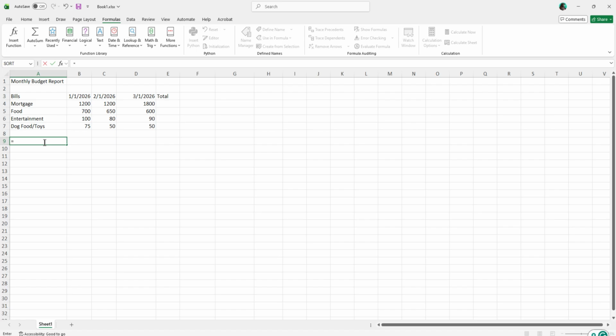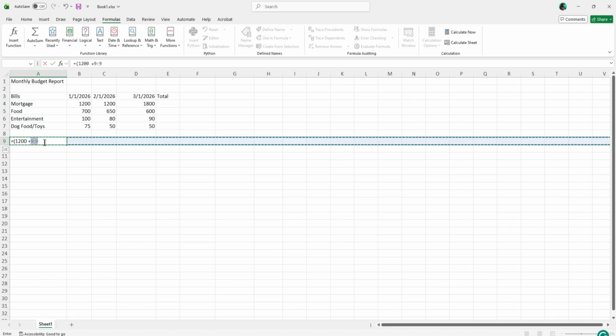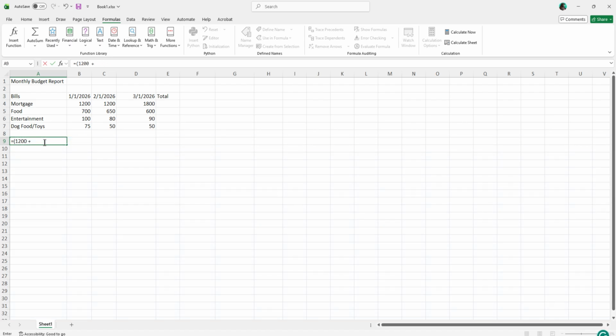So we'll just do one real quick as an example. We'll enter the equals symbol, and I will go ahead and begin our mathematical equation. We're going to use the parentheses first. So let's do 1200 plus, I'm going to reference cells, 1200. We'll close our parentheses. Now the first thing that's going to happen is the parentheses. It's going to complete any equation that is inside of those parentheses. So the first thing that's going to happen is it's going to be 1200 plus 1200. So that'll be 2400.